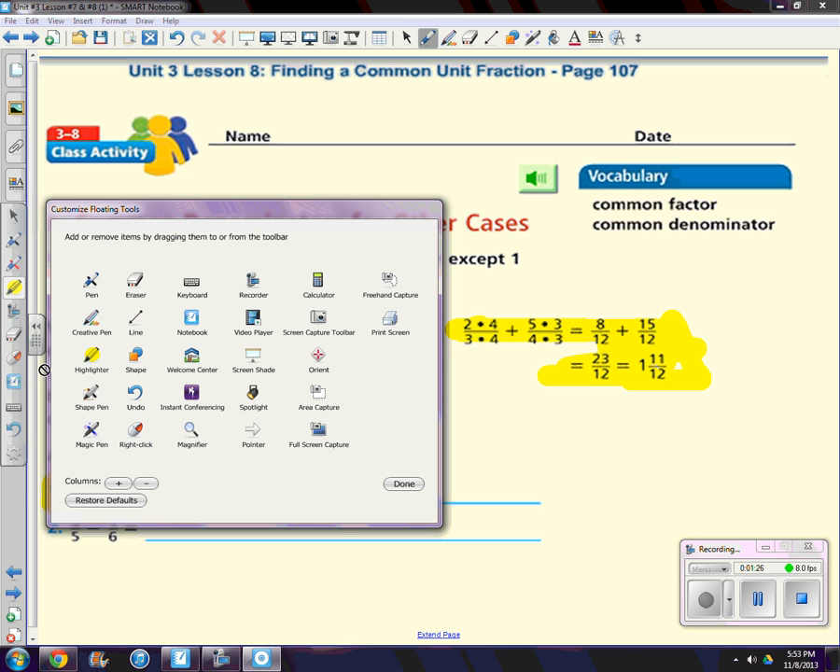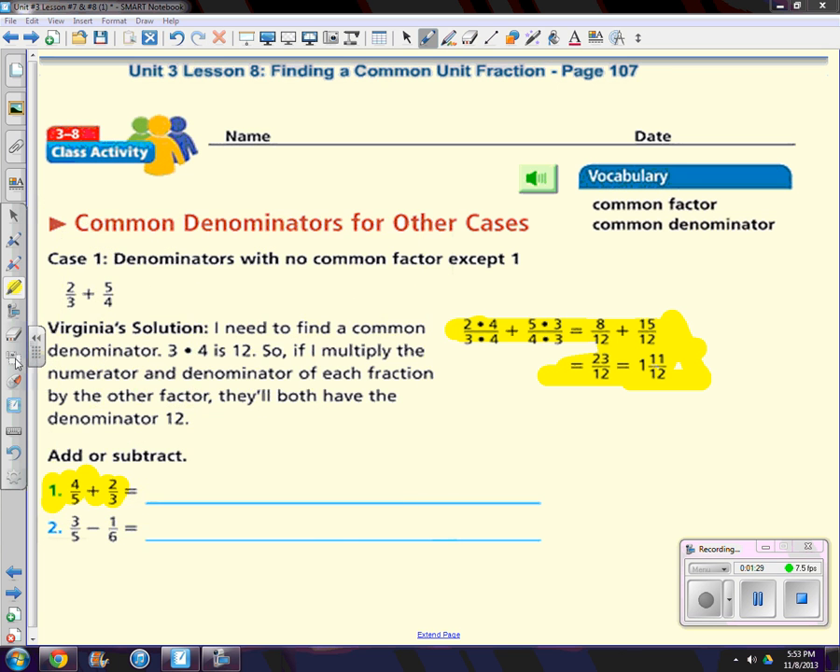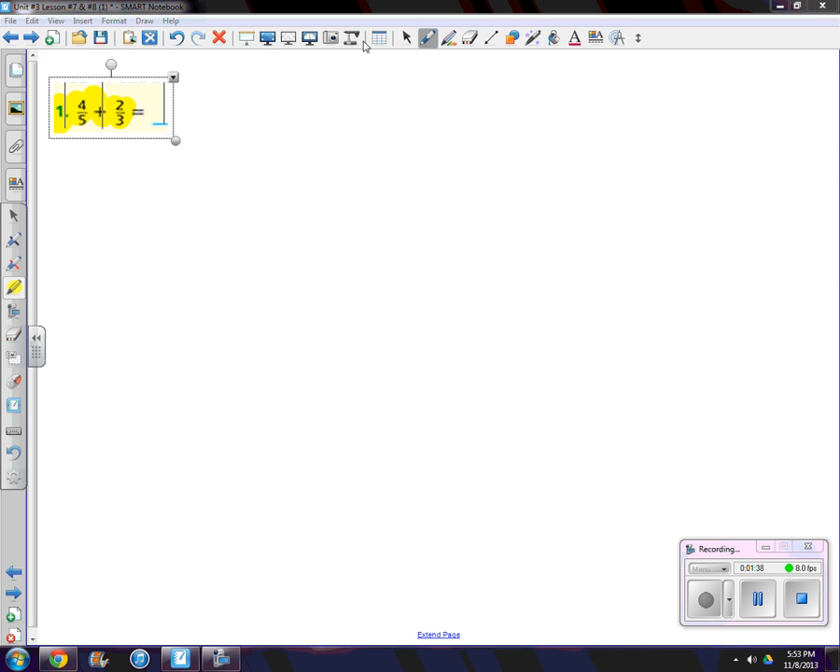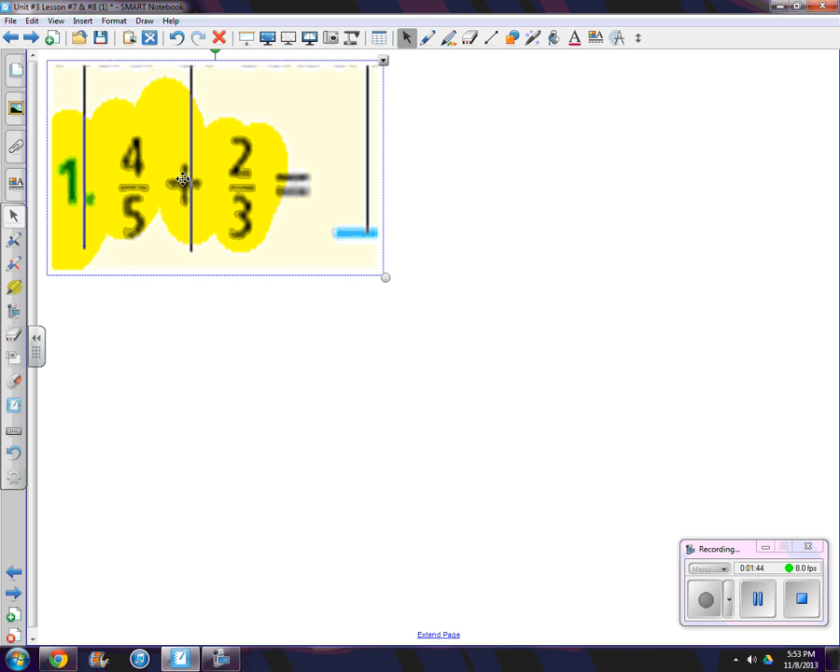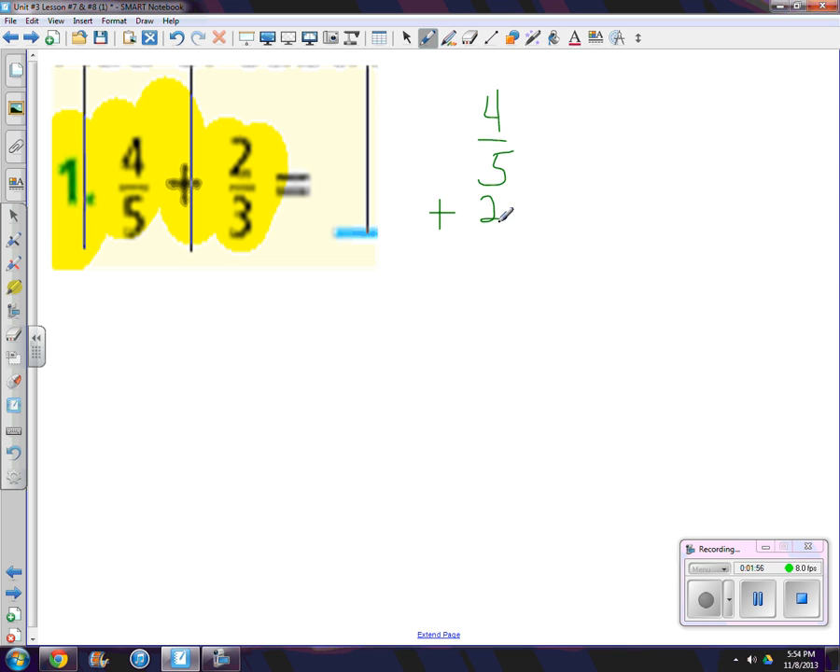Let me just bring up the right tool here. And there we go. Okay. All right, so number 1 in your black notebook. Here we go. So we have 4/5 plus 2/3. So again, I would set it up 4/5 plus 2/3. Looking at the 5, looking at the 3, 3 doesn't go into 5, but 3 times 5 would be 15, so there's my common denominator.